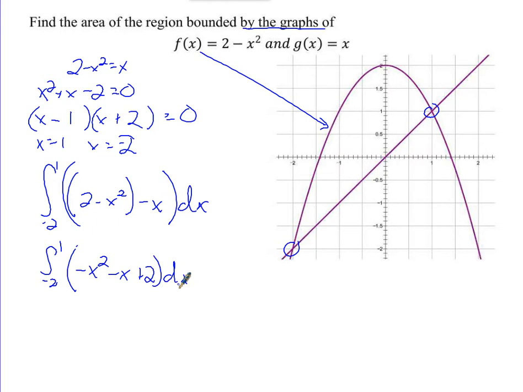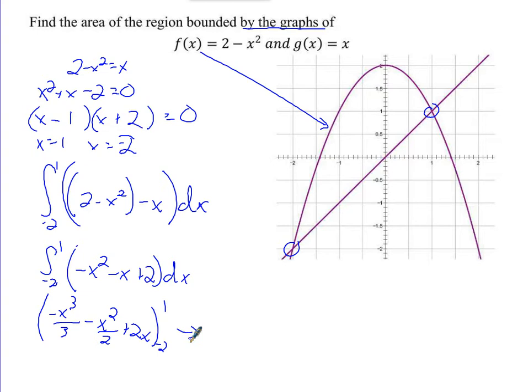The most crucial part, I forgot to do that. What? You didn't integrate? I just went ahead and evaluated after that. No, that's not going to work. Oh. -x to the third over 3 minus x squared over 2 plus 2x. And we're going from -2 to +1.